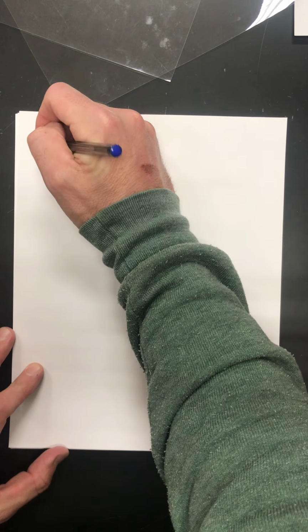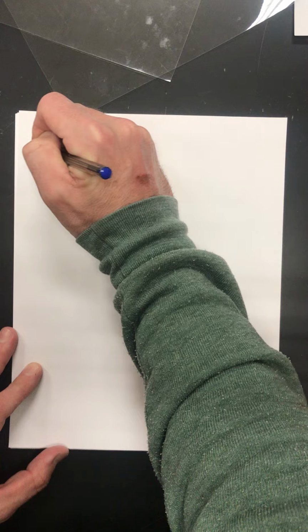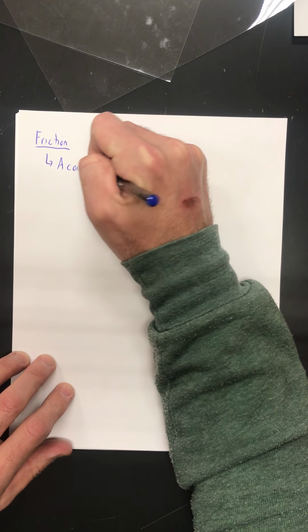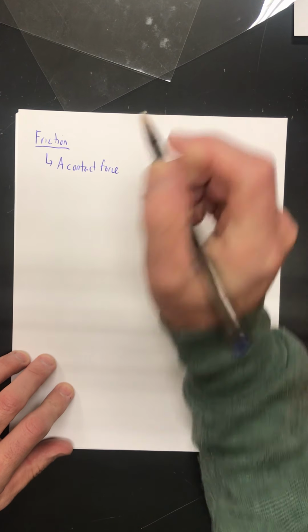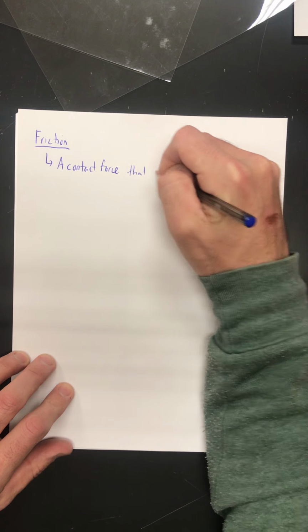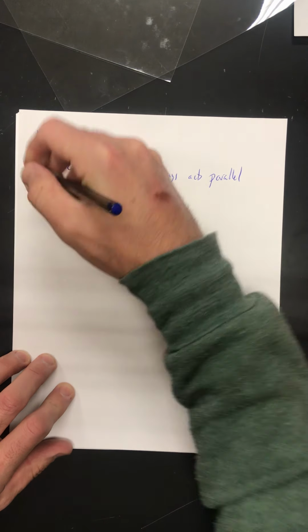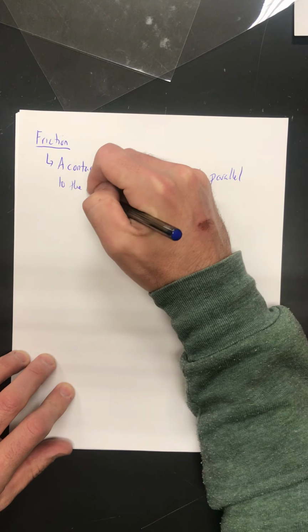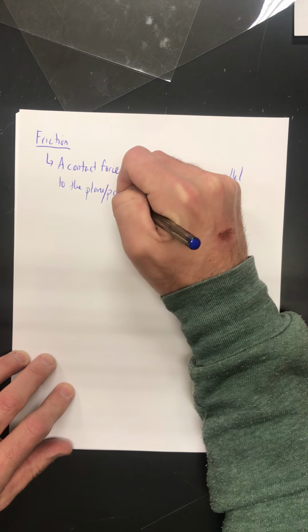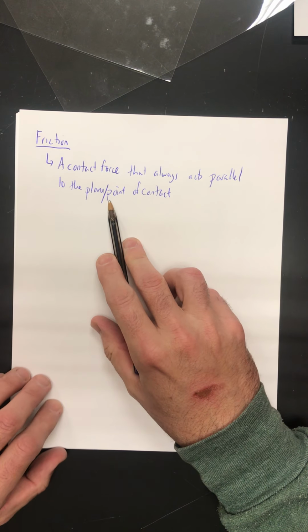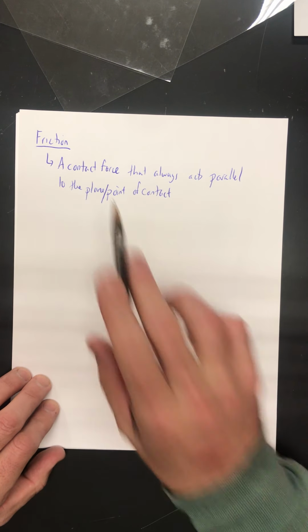So we are talking about the concept of friction here. The most important thing to know about friction is that it is a contact force, very specifically one that always acts parallel to the plane of contact. And I'll say plane/point of contact, because that's going to become important later when we do rolling motion.